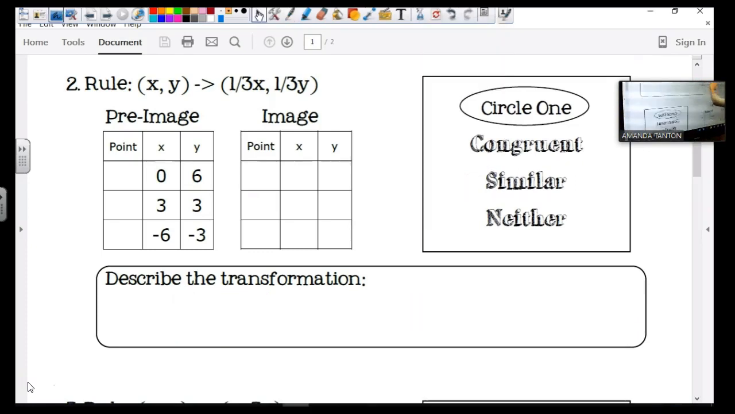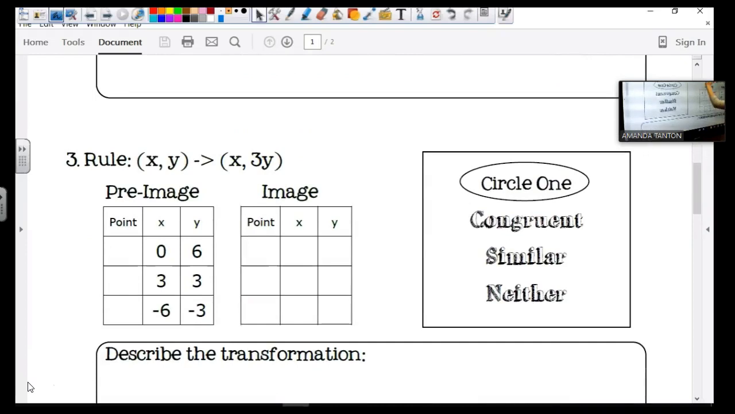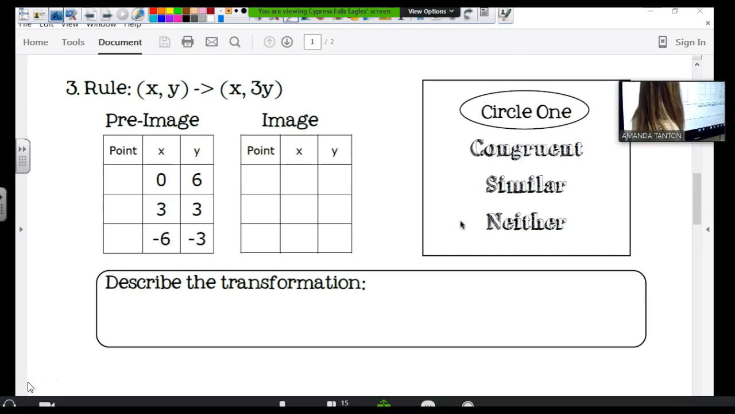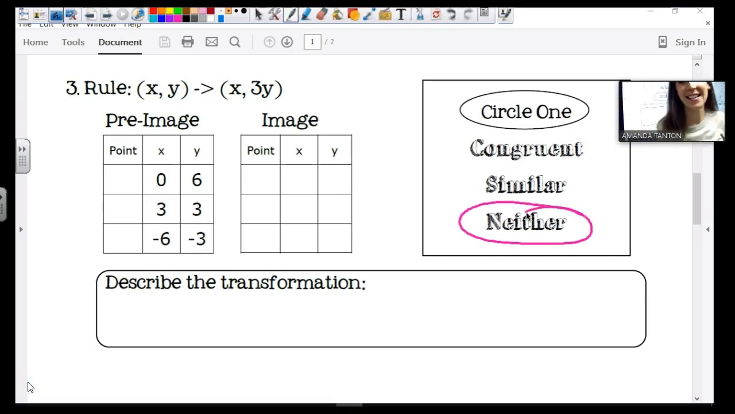Moving on. Now things get interesting. All right, number 3. Congruent, similar, or neither? I want to hear from someone new. Neither. Okay, very good. Just because it's not congruent or similar doesn't mean it wasn't a transformation. It is still a transformation. So let's talk about what happened. What happened to our figure?